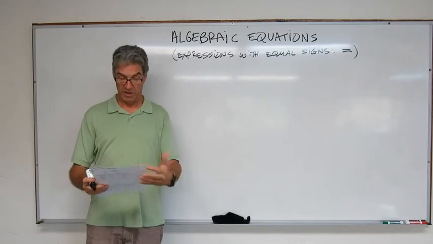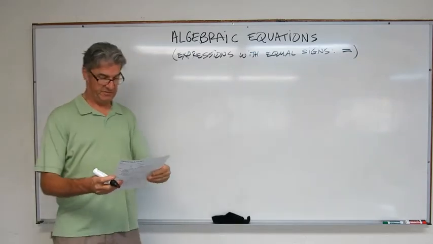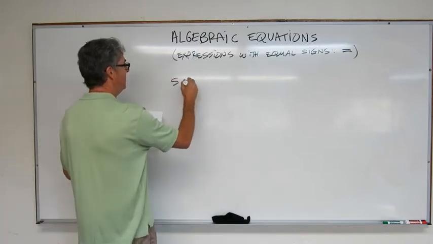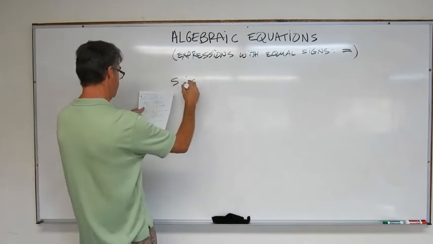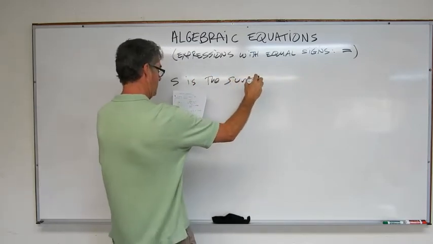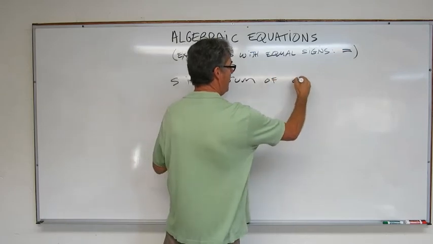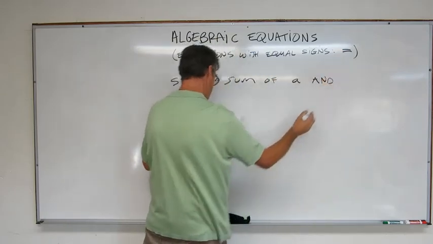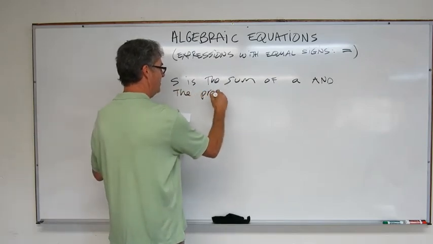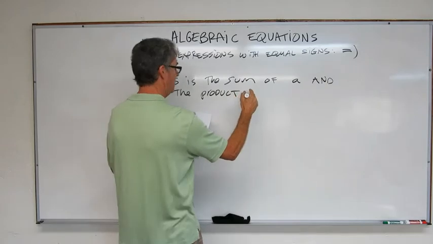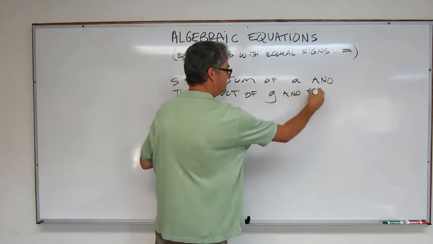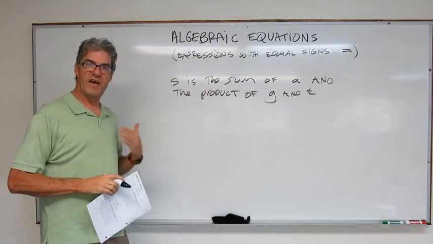So now we're going to go from words to equations. I'm going to give you one to try. S is the sum of A and the product of G and T. So pause the video and give that a try.